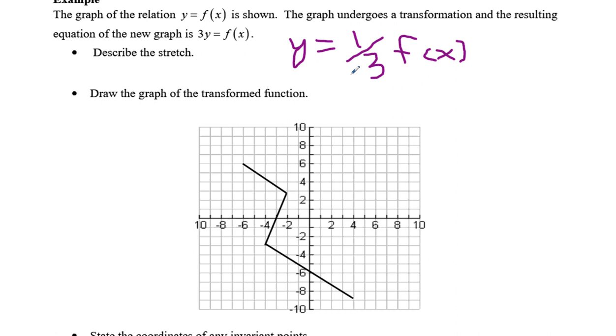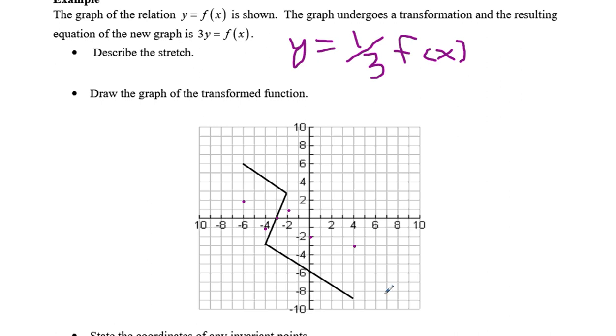All of my y values are now going to be 1/3 what they used to be. You see this 6? It's coming down to a 2. Notice, no change in the x value. You see this 3? It's coming down to a 1. You see this 0? It's staying right there because 1/3 of 0 is still 0. This -3 is about to become -1. This -6 is about to become -2. And this -9 is about to become a -3.